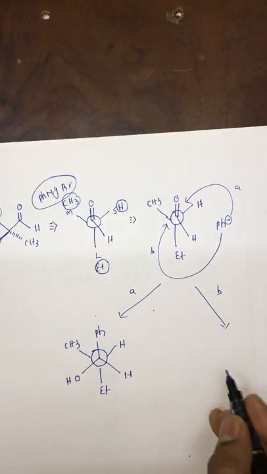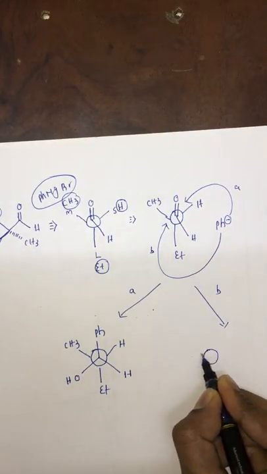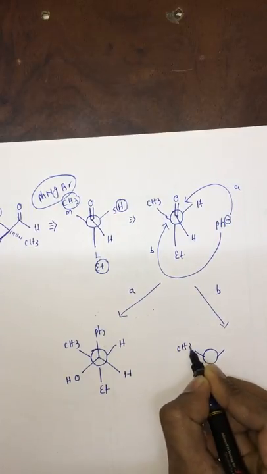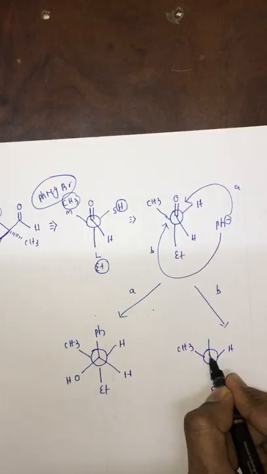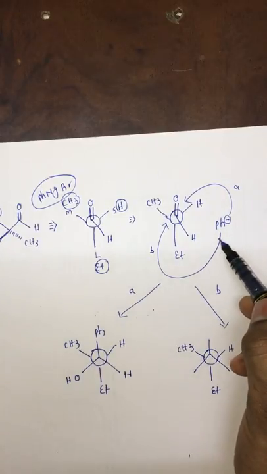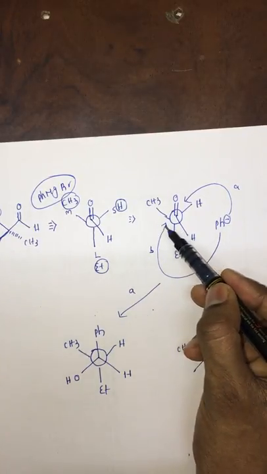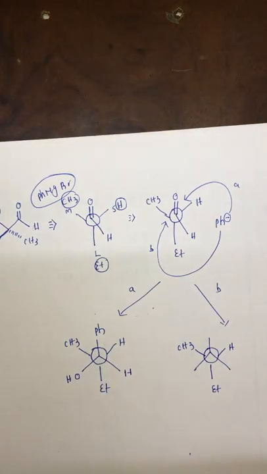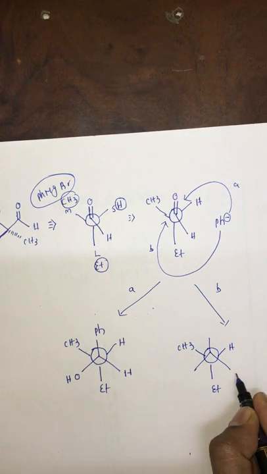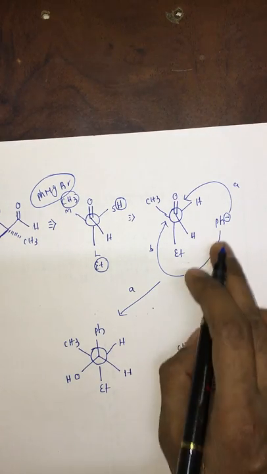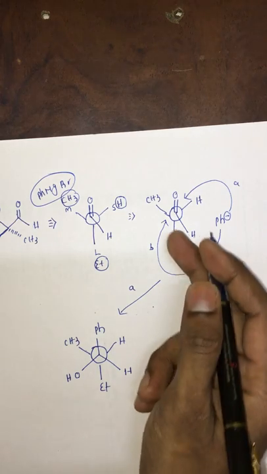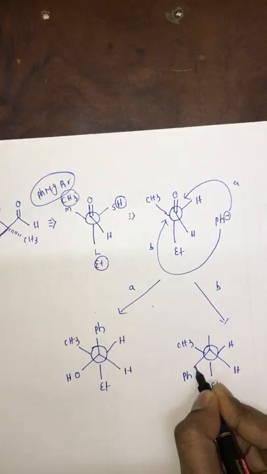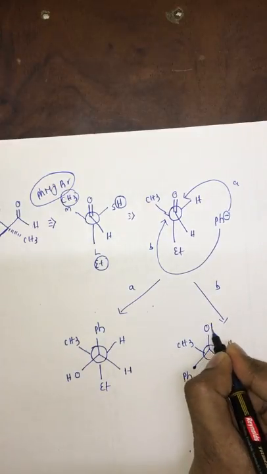Now we'll go for the B path. There is no change in the back carbon, ethyl, this is methyl and hydrogen. Now Ph is going from this way, that means OH will move towards your right, so hydrogen will be here. Ph is going this way, that means it will remain on your left. Your left is this carbon, and OH comes here.